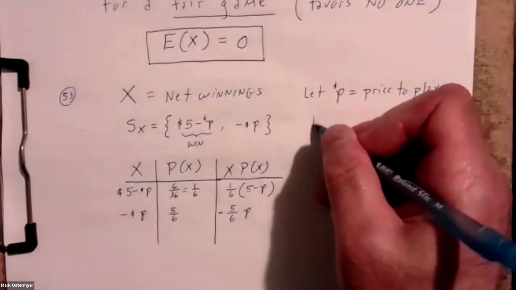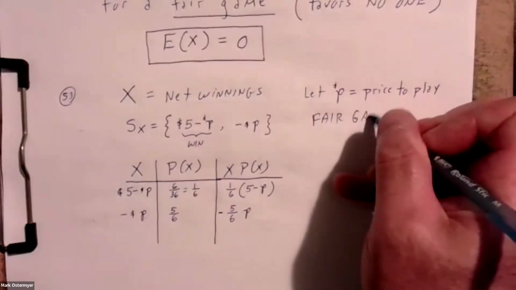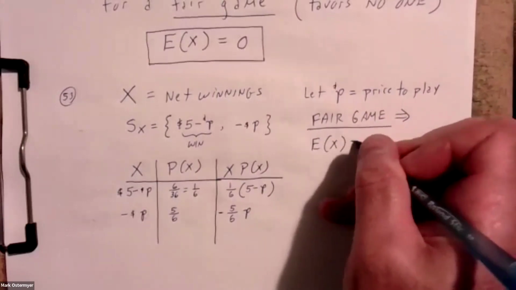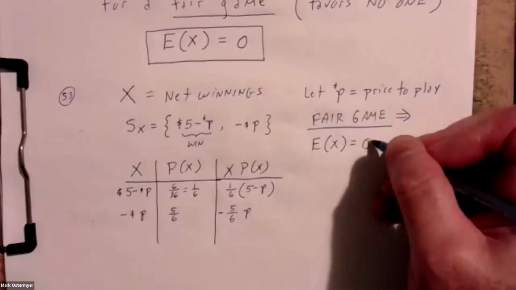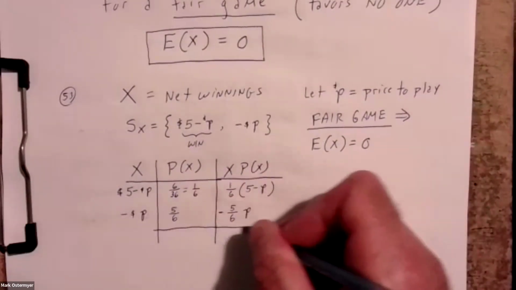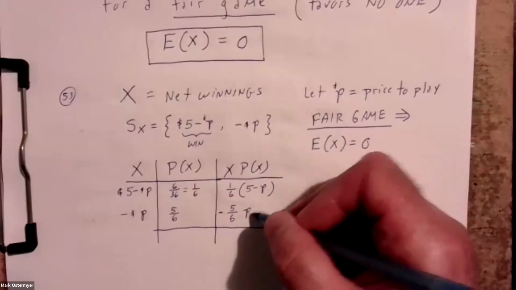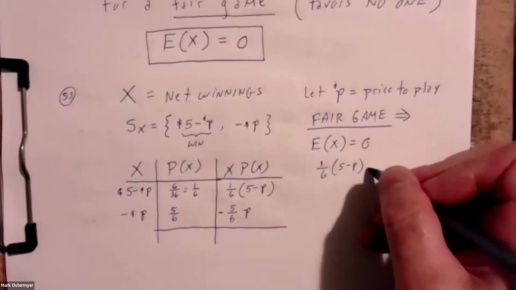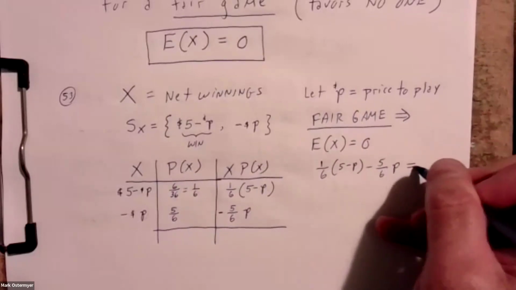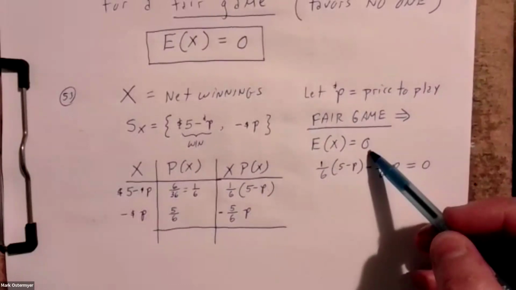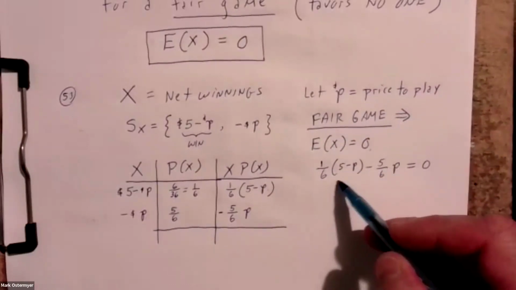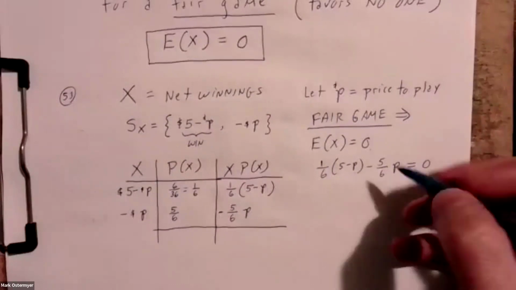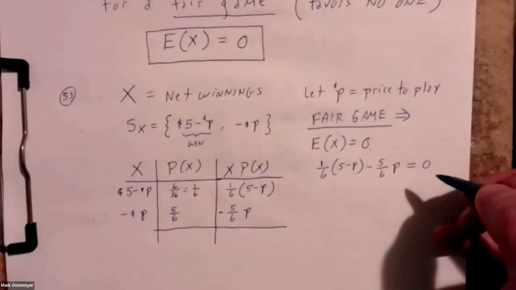Now, we want this to be a fair game. And to be a fair game implies that my expected value has to be equal to 0. So we set the expected value equal to 0. Now I'm going to add up my last column here, sum these values up: 1/6 times 5 minus P minus 5/6 times P, and this better be equal to 0 because my expected value must be 0 for a fair game. I have to solve this equation for P, the price that I would have to lay out to play this game, and that's what they're asking for. All right. Well, how are we going to do all that?